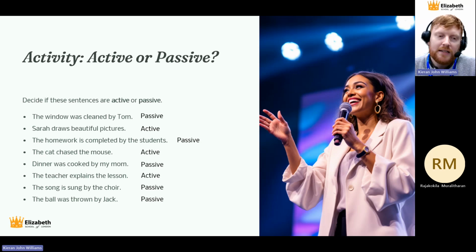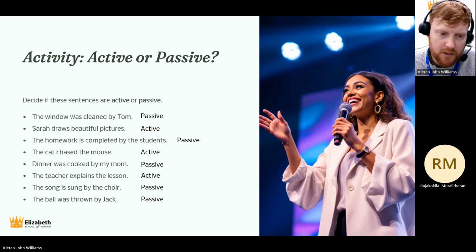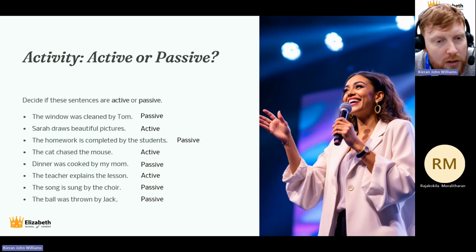So it's time for a little activity. In this activity, we need to decide if the sentences here are active or passive. So remember, we know something is passive if it is object, verb, subject. We know something is passive if it includes the verb to be as well. Okay, so let's have a look at this first sentence. The window was cleaned by Tom. Do we think this is active or passive?